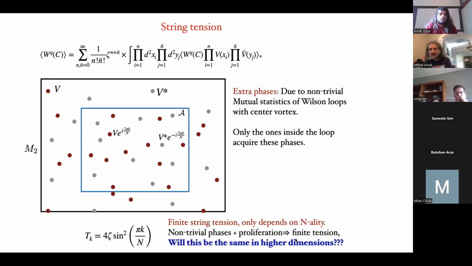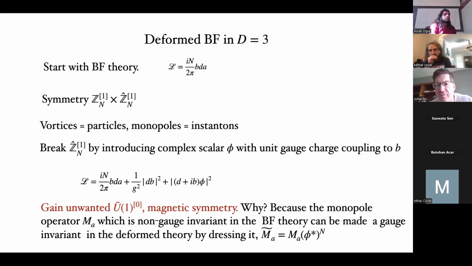So will this be the same in higher dimension, with the vortices in higher dimension? Okay, so that's the main question. But we learn here that by these vortex operators, which are there in this case, by the proliferation of these objects, we generate confinement. I didn't mention, but you also generate things like fractional theta dependence and stuff like that. Now, this was 2 dimensions. Let me go to the more interesting case of 3 dimensions.